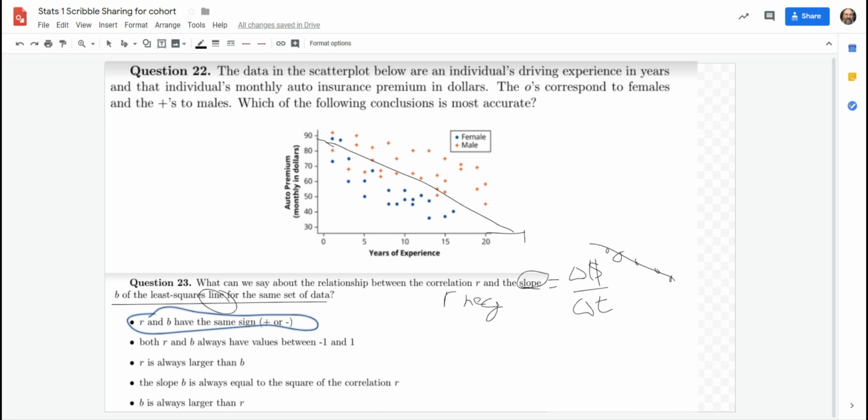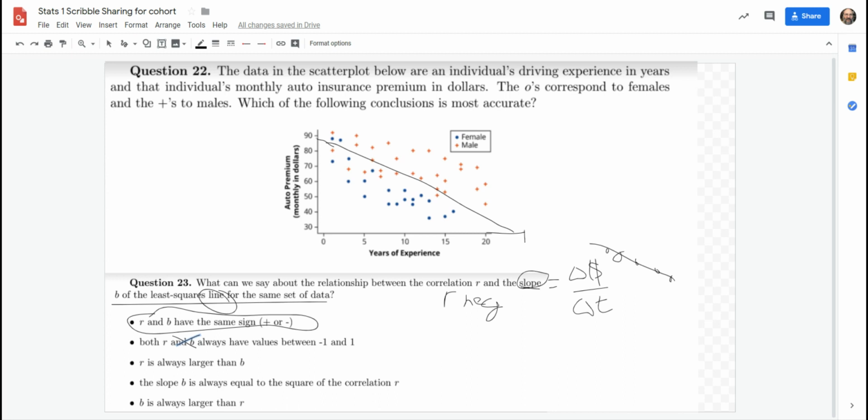Both R and B always have values between -1 and 1. Well, no, B doesn't, because B can be any units, right? Dollars per year, dollars per month, Canadian dollars per decade, right? All those are different numerical values for slope, change in something over change in something, and so can be greater than 1, less than -1.